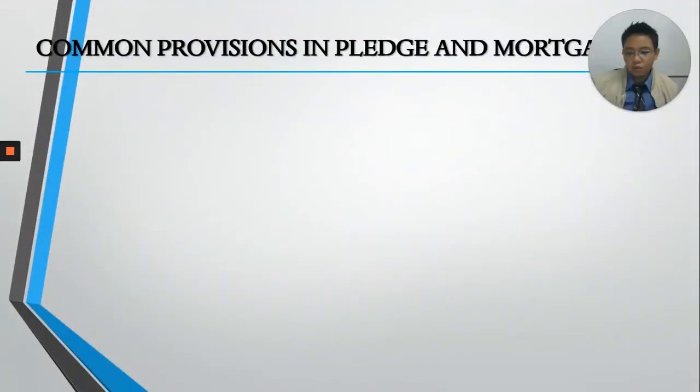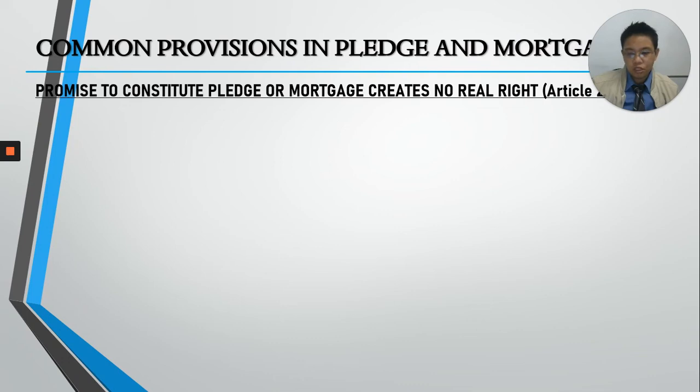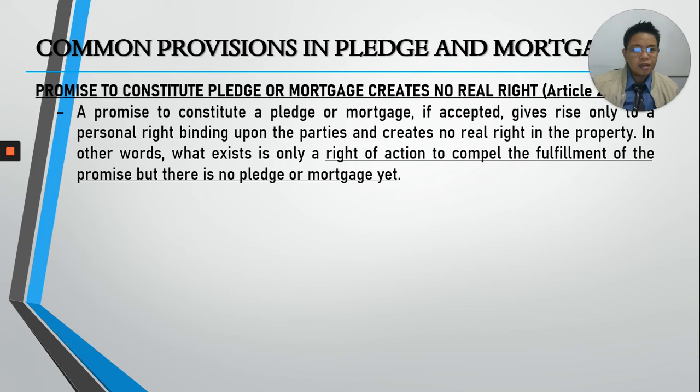So, what else? In 2092, this is a promise to constitute a pledge or mortgage. But remember, this will not create a real right. It is only a promise. If accepted, it will give rise only to a personal right, which is binding only on the parties, and it will create no real right over the property. So, what exists here is only a right of action to compel the fulfillment of the promise. But there is not yet really a pledge or mortgage.